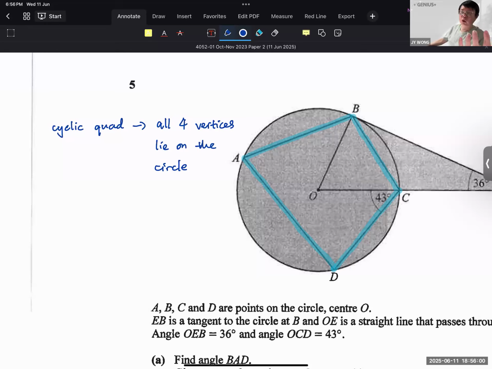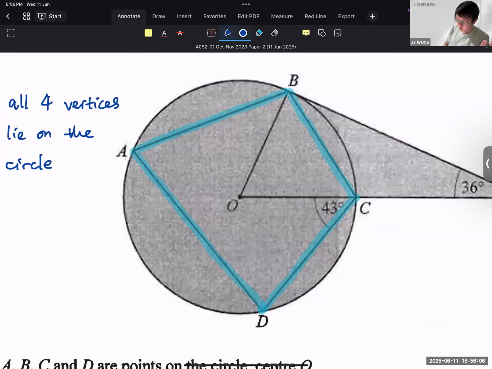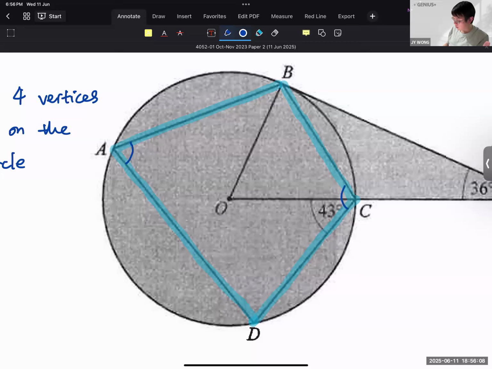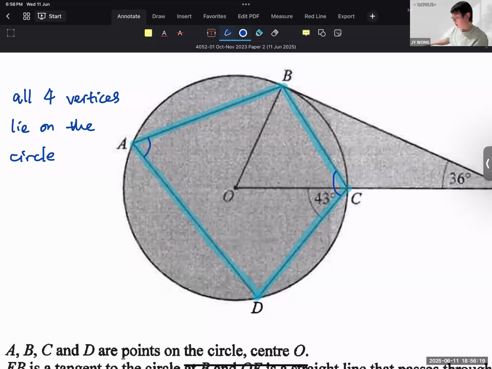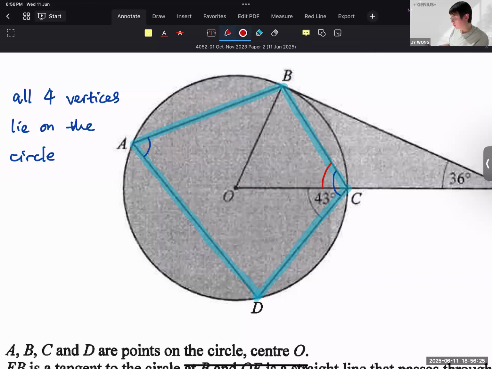So some schools teach opposite angles in cyclic quadrilateral. But for most of you, you should have learned that they are angles in opposite segment, right? But angles in opposite segment can only happen because you have a cyclic quadrilateral. So that is what the question requires. You need to make use of this cyclic quadrilateral to find angle BAD by finding angle BCD. And obviously, to find angle BCD, you should know that the intermediate angle you need to find is this angle. So the question to ask yourself is how to find this angle.